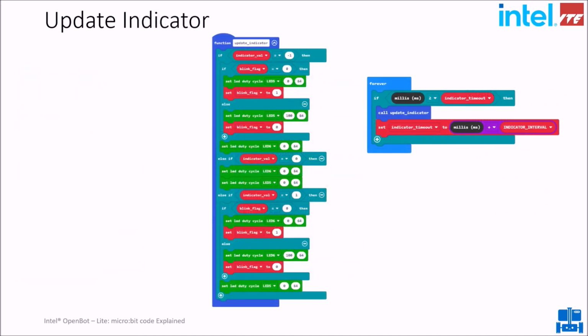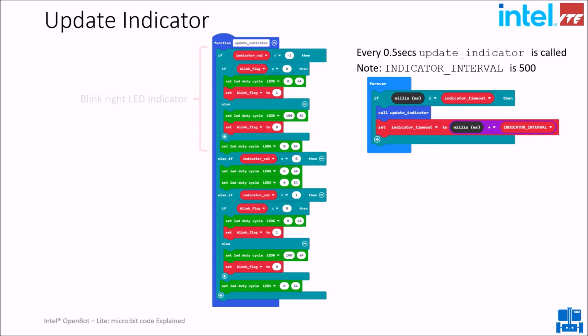Last but not least, the update indicator function and the forever loop. The update indicator function is called every 0.5 seconds as the indicator interval is 500, which represents 500 milliseconds. The first section of the update indicator function handles the blinking of the right indicator LED. The second section switches off all indicator LEDs, and the last section handles the blinking of the left indicator LED.